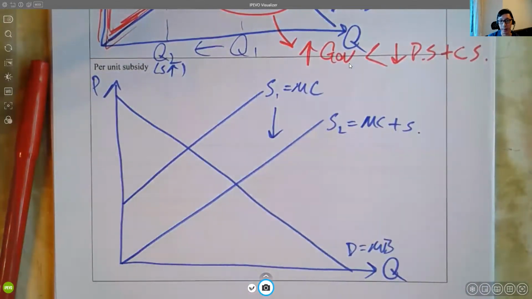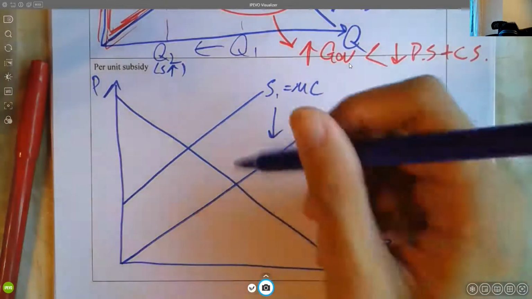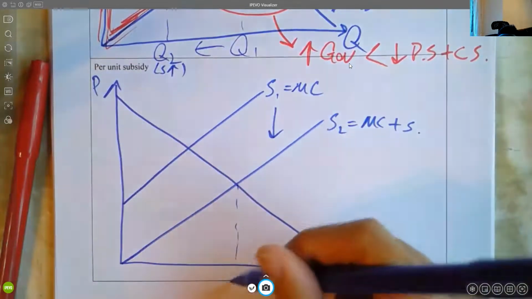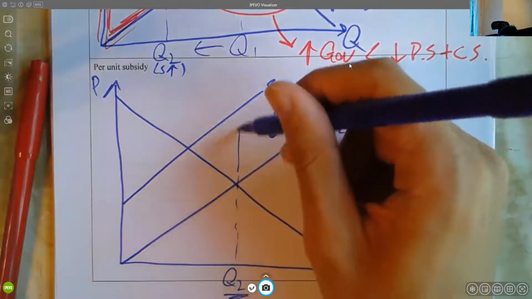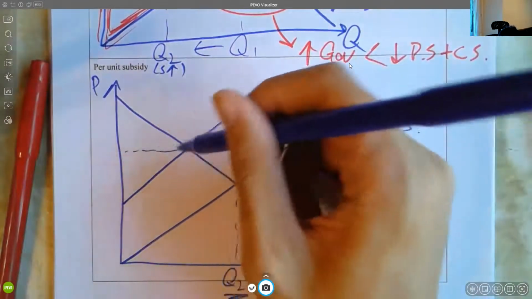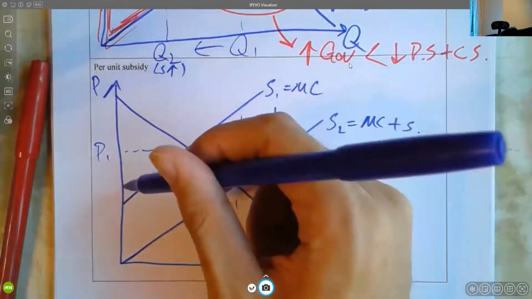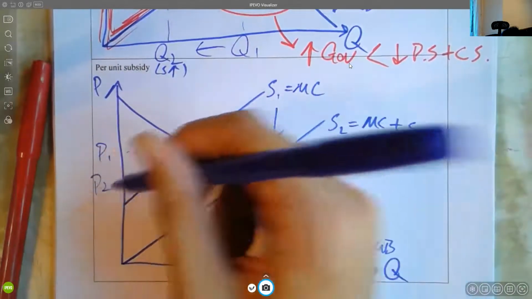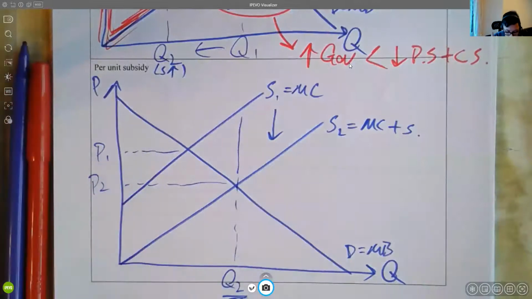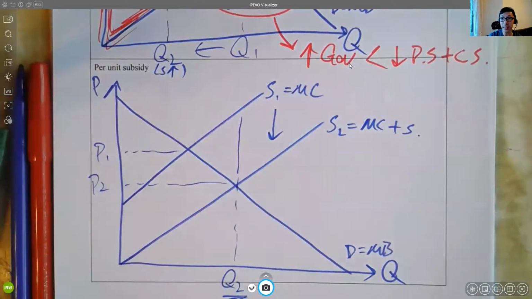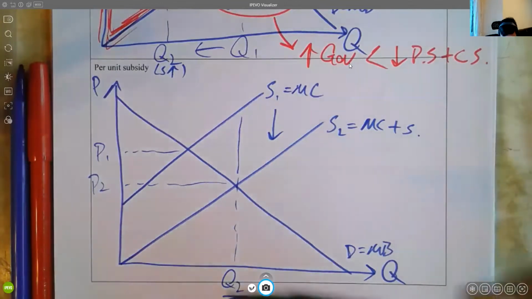You can choose whatever you like. Okay. Now again, as a good practice, we label Q2 first. We always label Q2 first. Then we have P1. We have P2. All right. Now again, let's do the same thing. Let's compare our consumer surplus first. Consumer surplus, very easy, right?